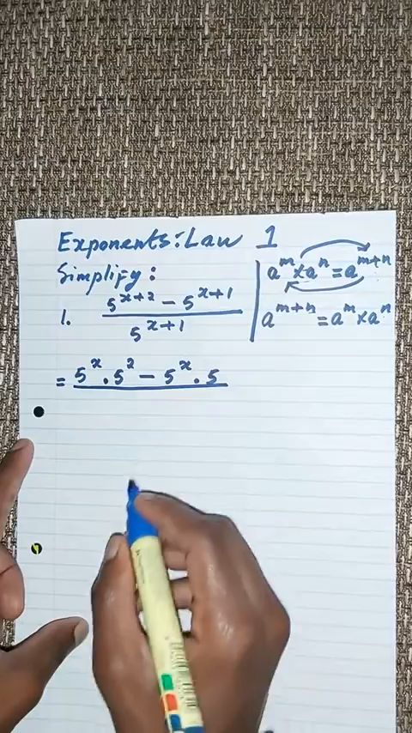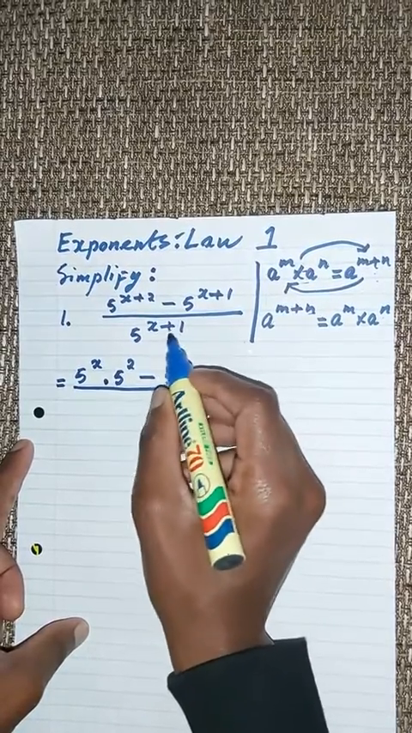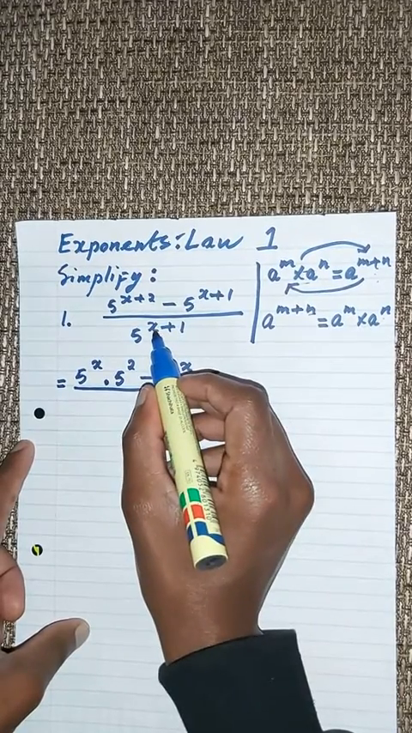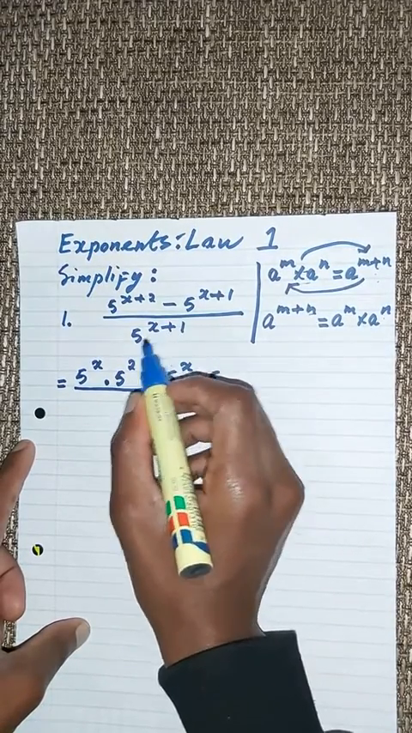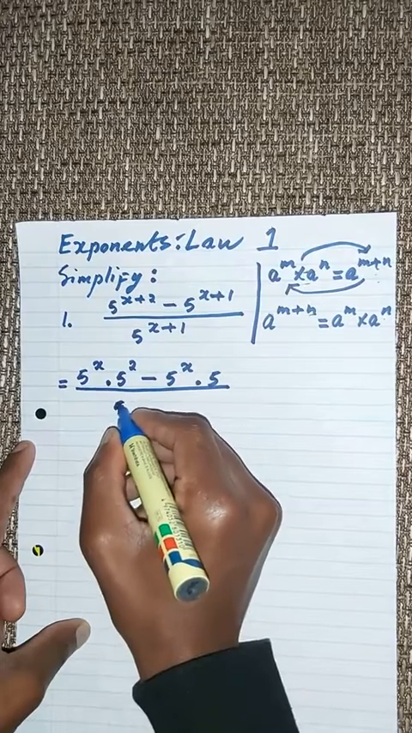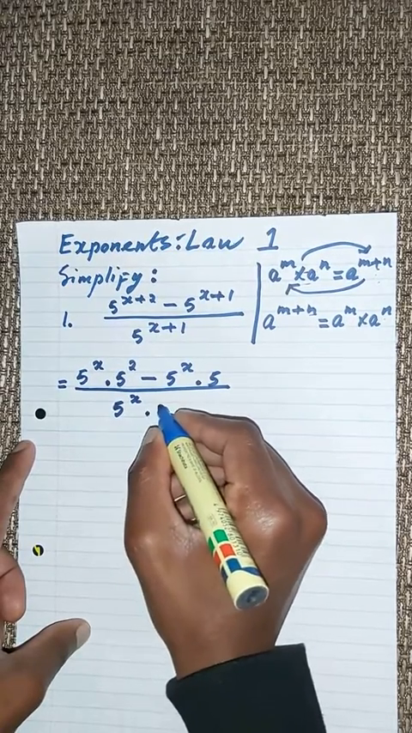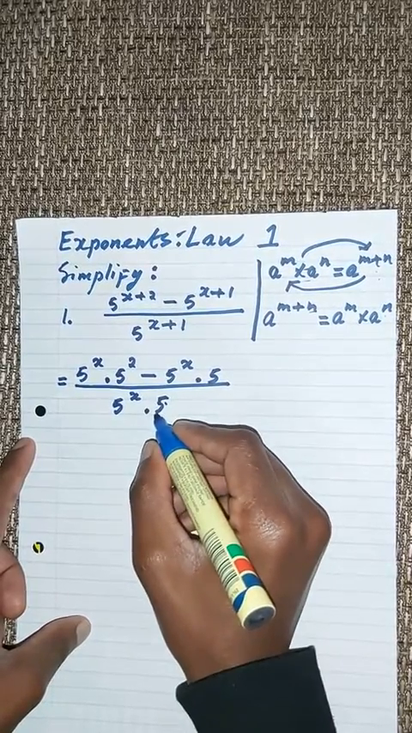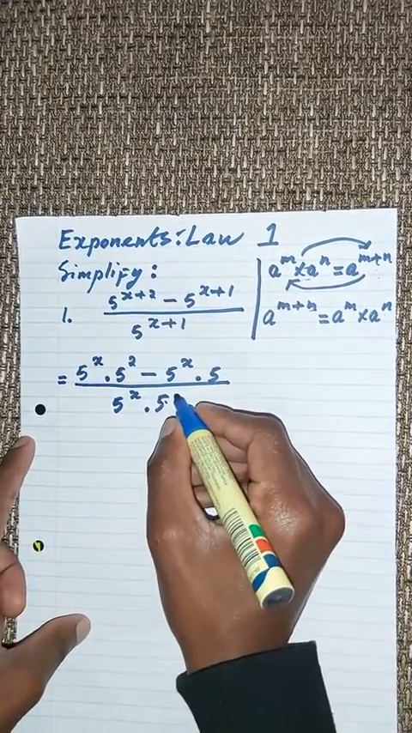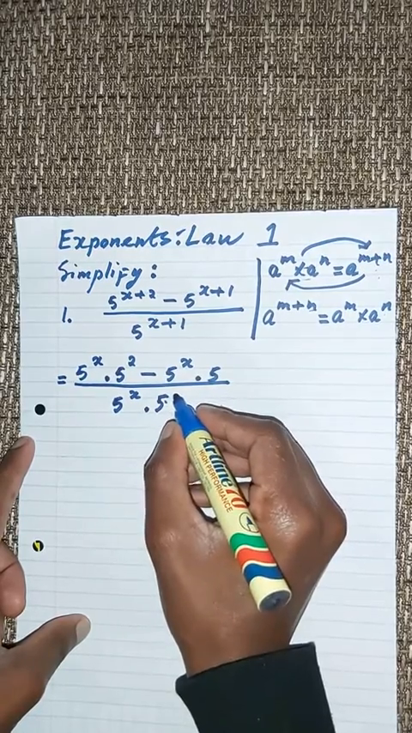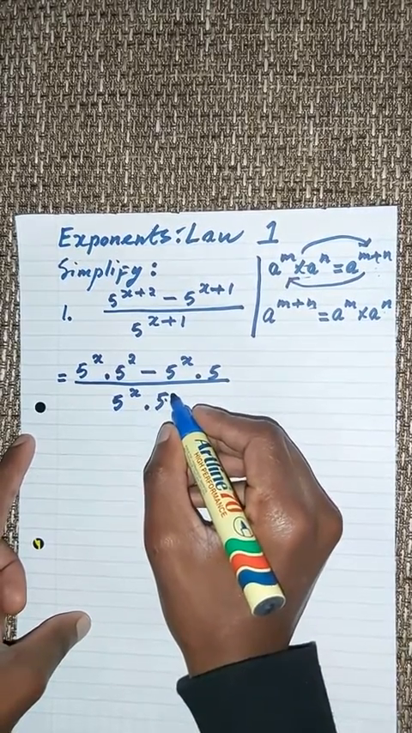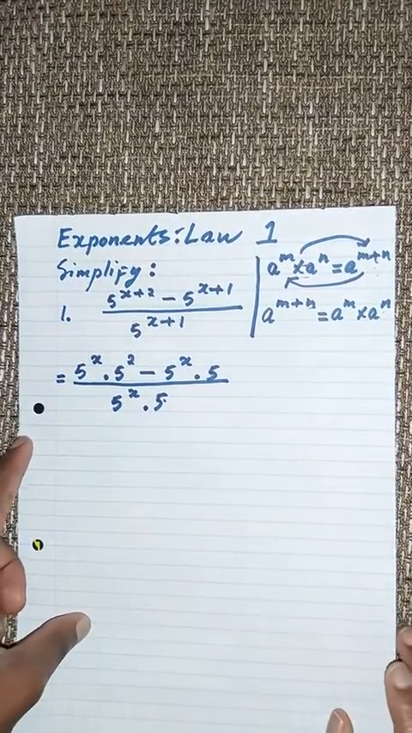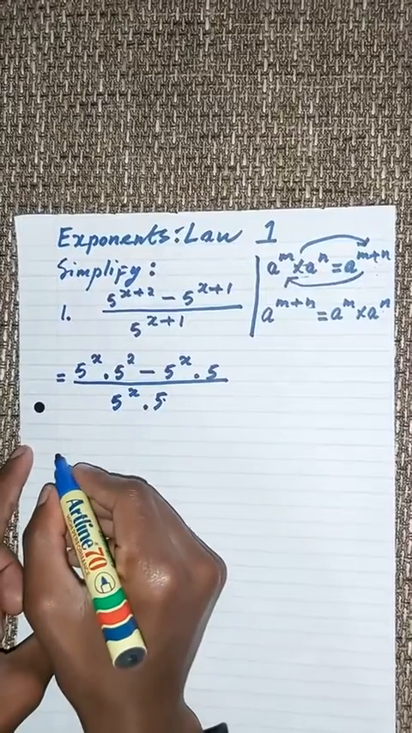Divided by, when I go to the bottom, I will do the same thing that I did here and here. I will write the exponents x and 1 under the same base of 5. So I will have 5 to the power of x times 5 to the power of 1. We know again that this is supposed to be 5 to the power of 1, but we never write 1. When there's no number here, we know that it's actually 1. Right?